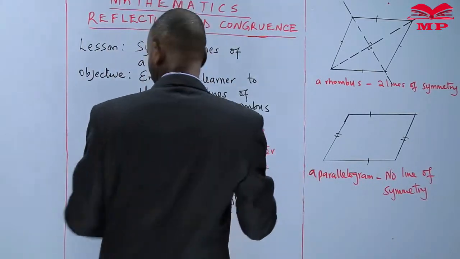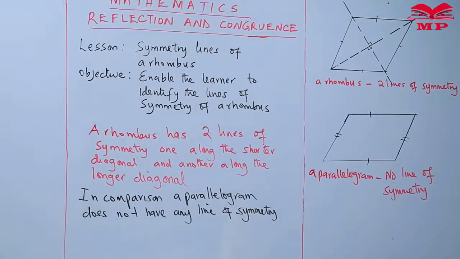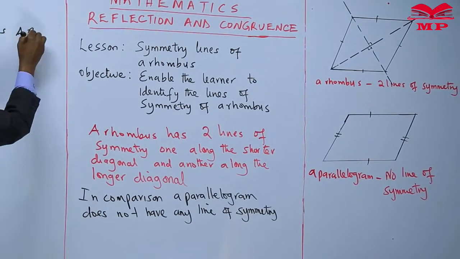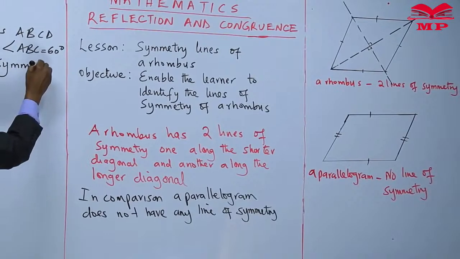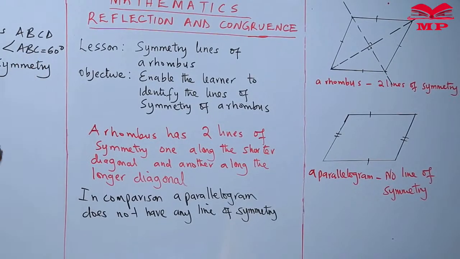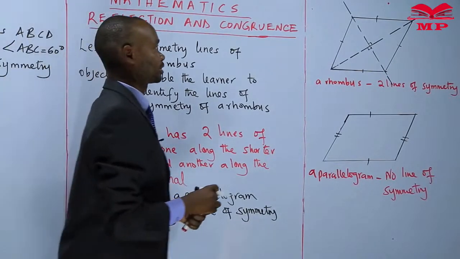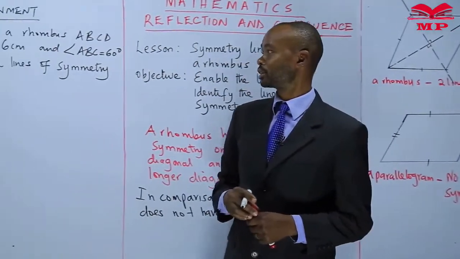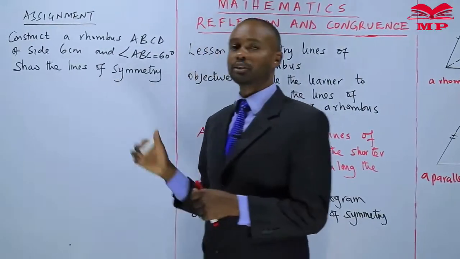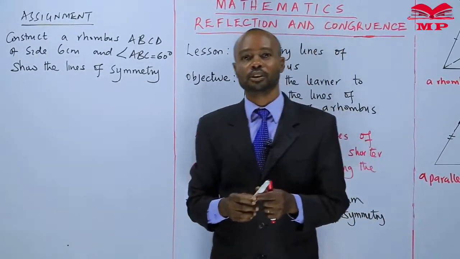So for the assignment, construct a rhombus of side 6 centimeters and angle ABC 60 degrees and show the lines of symmetry.